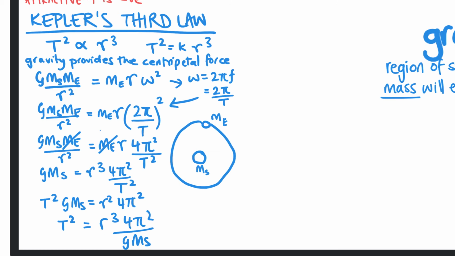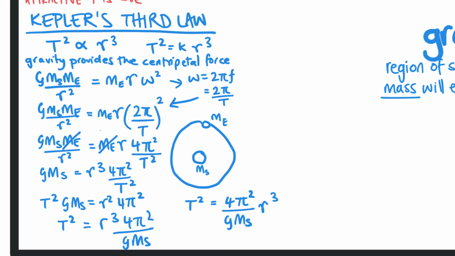Now I'm going to rearrange that slightly just so that it matches the format that we have at the top, because we wanted to show that T squared was equal to some constant multiplied by r cubed. So we have T squared is equal to 4 pi squared over G m_s, times r cubed.